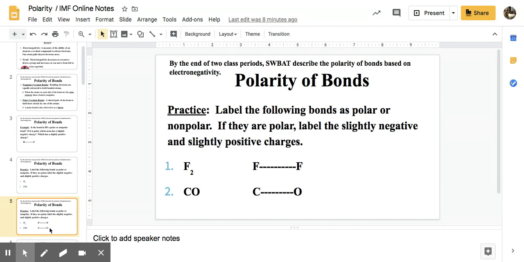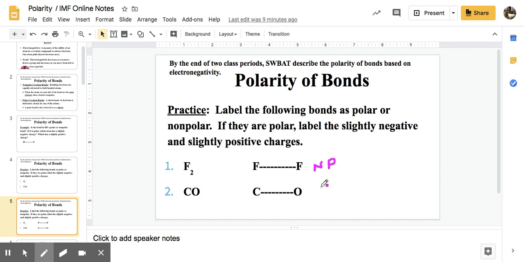Okay, so hopefully you did this on your own, but I'm just going to go over it real quick. In F2, it would look something like this. There would be a bond with one F on one side and one F on the other. Because these are both F, that means this is nonpolar. So if it's nonpolar, then you don't need to label the slightly negative and slightly positive because there isn't one. There's no partial charges on a nonpolar bond.